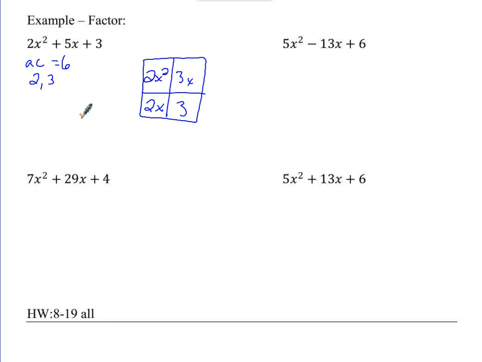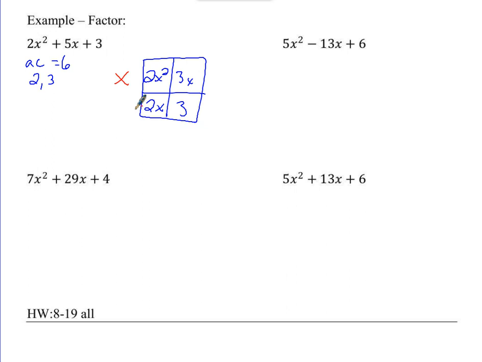Factoring out the greatest common factor. Now it does have to be the greatest common factor. It can't just be any old factor. It has to be the GCF. So what is the GCF of 2x squared and 3x? The greatest common factor between 2 and 3 is 1. The greatest common factor between x squared and x is x. So the GCF therefore is 1x, or just x.